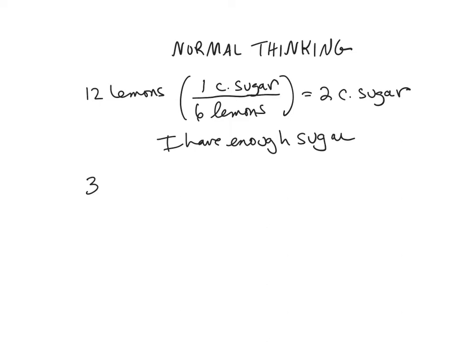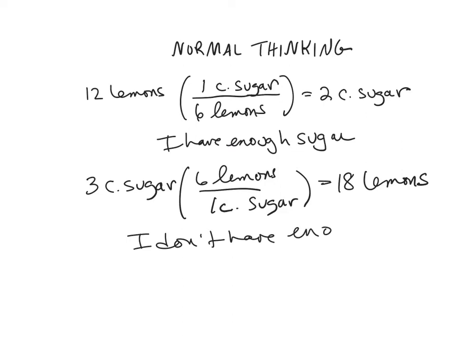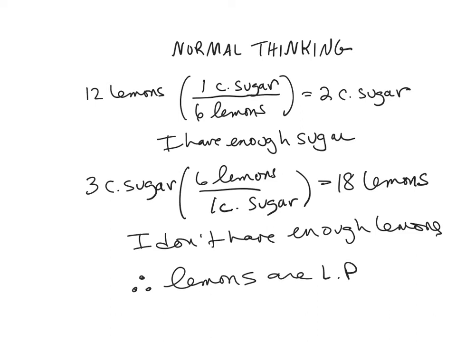On the other hand, if I look at 3 cups of sugar and my recipe is 6 lemons for 1 cup of sugar, this is telling me I need 18 lemons. Okay? And so I don't have enough lemons to use up all the sugar. Okay, combine that information. You're going to come up with the idea that the lemons are the limiting ingredient or the limiting reactant.